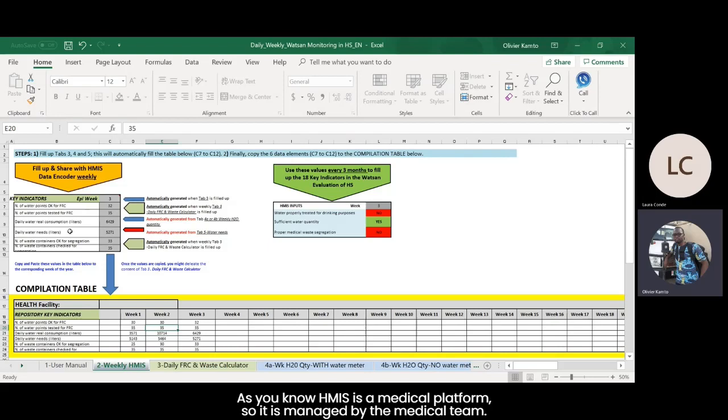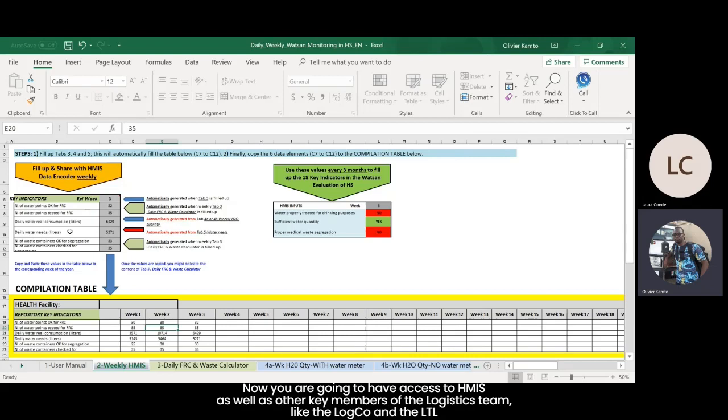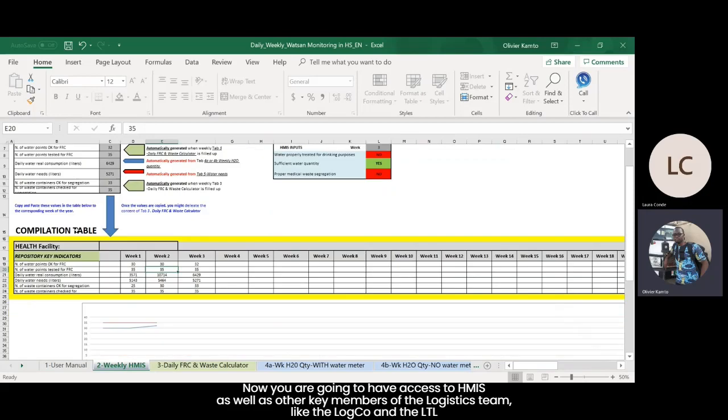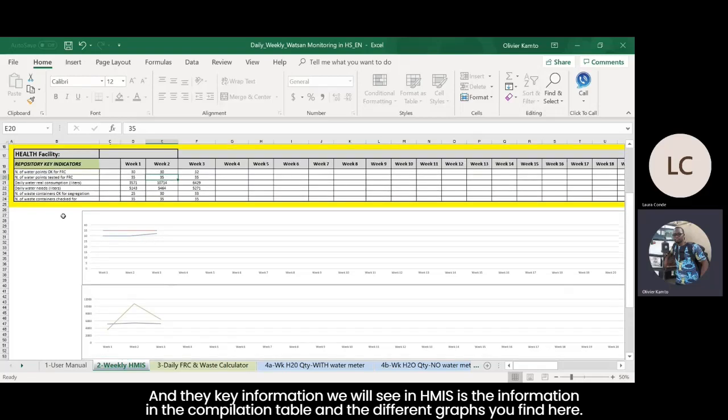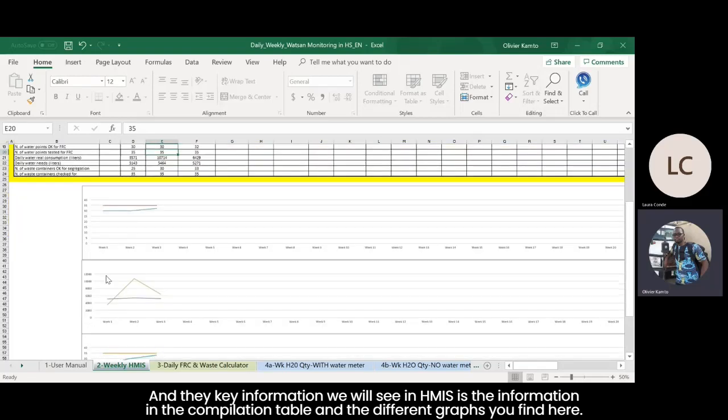As you know, HMIS is a medical platform, so it's managed by the medical team. Now you are going to have access to HMIS as well as other key members of the logistics team, like the LOCO and the LTL. And the key information we shall be seeing in the HMIS is going to be this compilation table and the different graphs we find below here.